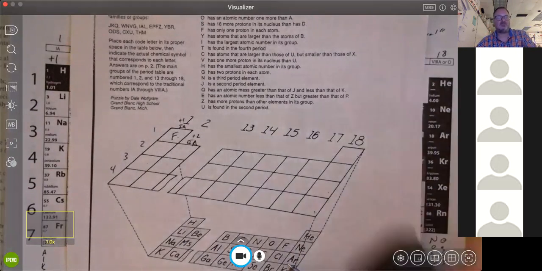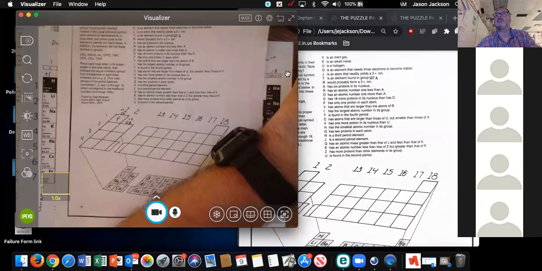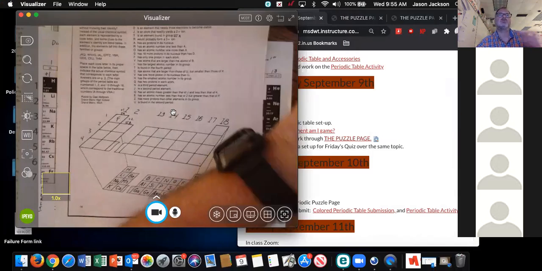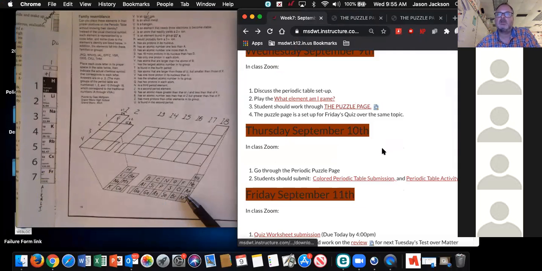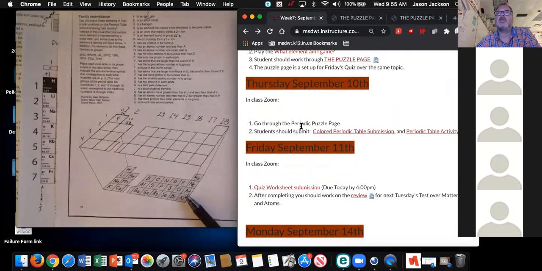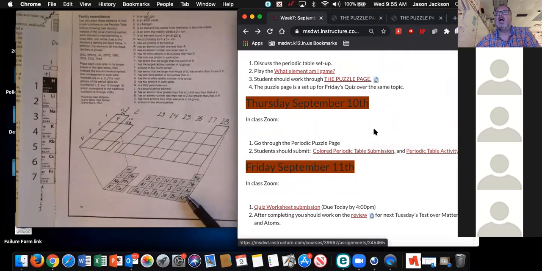So that is the Zoom for today. Keep in mind that this is what you should be working on. If you still don't have the periodic table activity done, that may help you work on this. Don't forget that the periodic table activity is due on Thursday, along with not only the questions, but also the colored periodic table activity. And you can see the periodic puzzle page. That's basically our assignment for tomorrow.